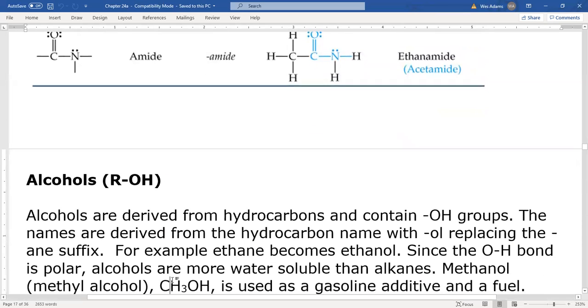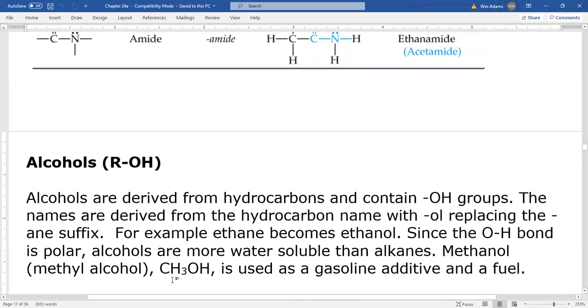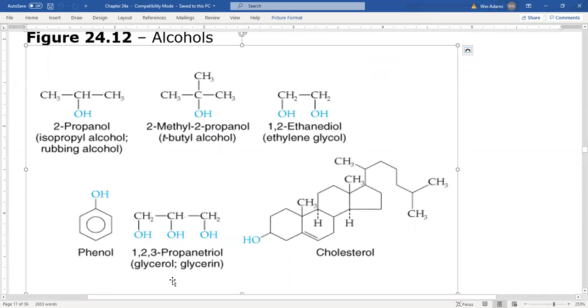So alcohols are derived from hydrocarbons. They have an OH group. They're usually ended with an -ol ending, replacing the -a and -e suffix. For example, ethane becomes ethanol. Since the OH bond is polar, usually low molar mass alcohols are very water soluble. Methanol is used as a gasoline additive in a fuel. We have ethanol, which is drinking alcohol, so on and so forth.